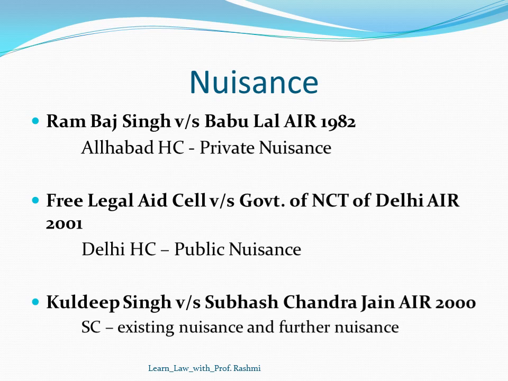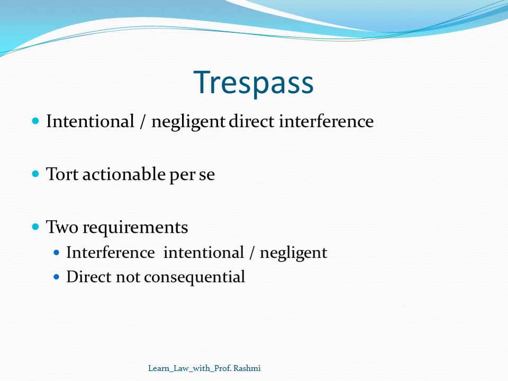Okay, this was all about nuisance. Coming to the next tort, trespass. You know what is trespass? It is intentional or negligent direct interference with the proprietary rights. Okay, so it is an actionable per se tort. So I need not show that I have suffered any damages. As soon as there is something intentional or some negligent interference done with my personal or proprietary right, it would amount to trespass.